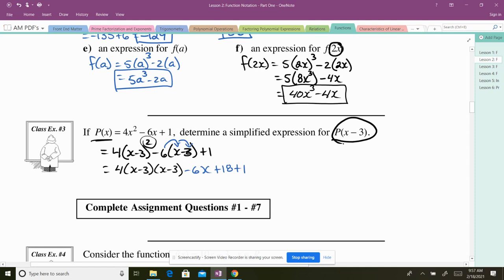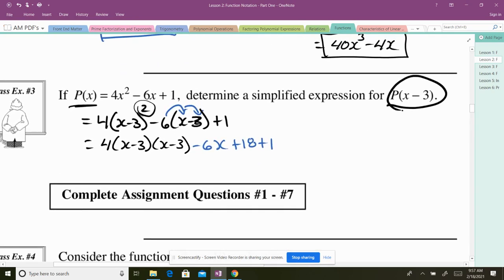All right. Now I have to expand the x minus 3's. So we have to FOIL it, right? Just like polynomials. So boom, boom, boom, boom. So I get 4 bracket. x times x is x squared. x times negative 3 is negative 3x. Negative 3x plus 9. What's 18 and 1? 19. So we can combine those.